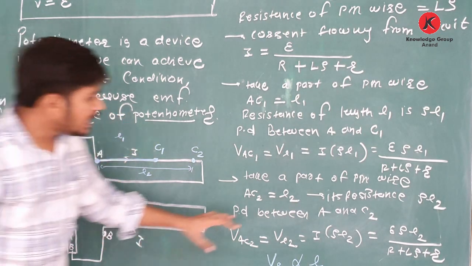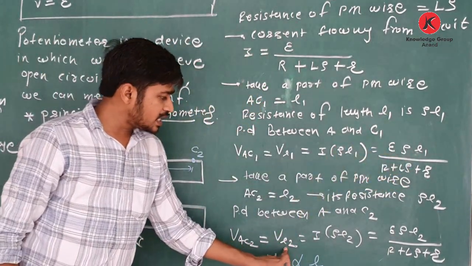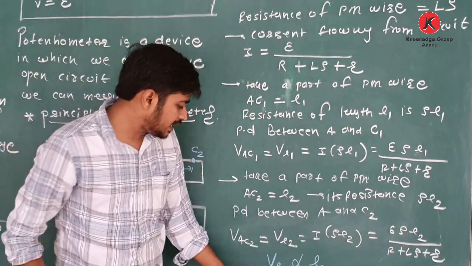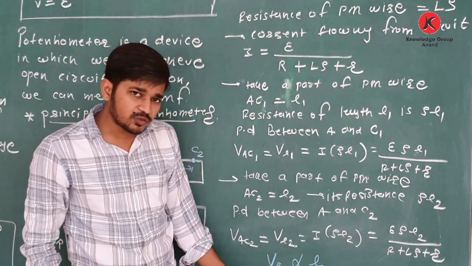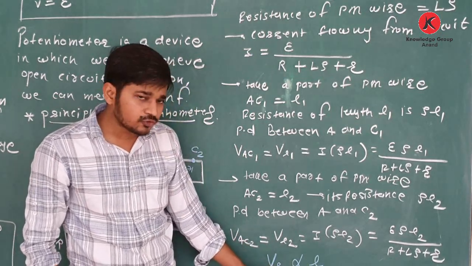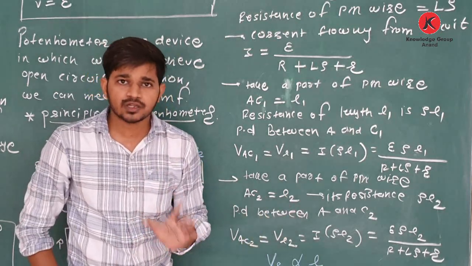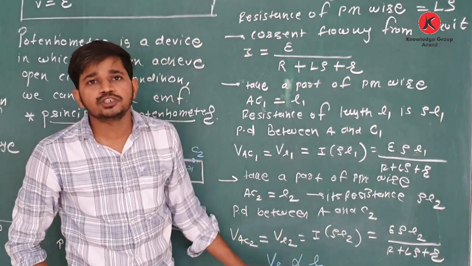Here I can say VL1 is proportional to L1, and here VL2 is proportional to L2. So in general, how to write? In general, I can write VL is proportional to L. The potential difference between two points is directly proportional to the distance or length between the two points. Clear? And it is called the principle of potentiometer.